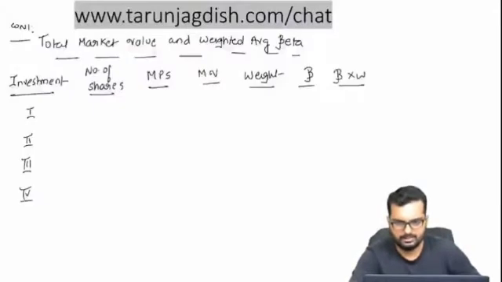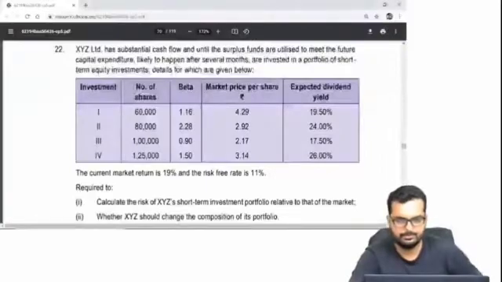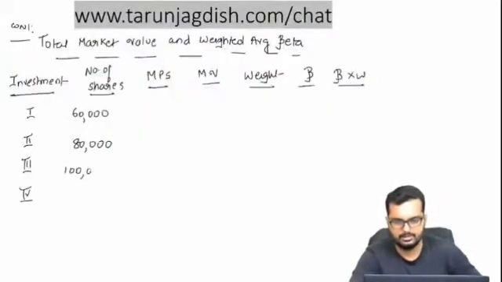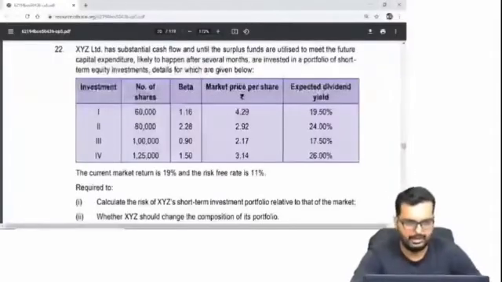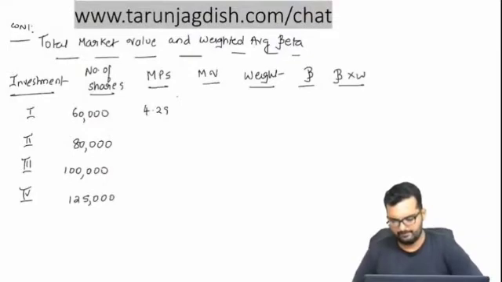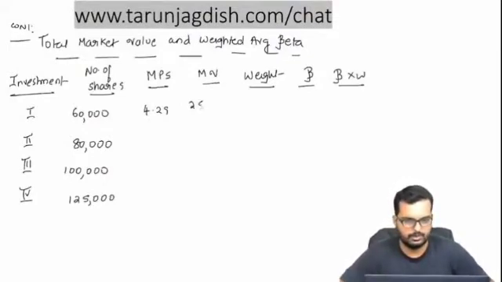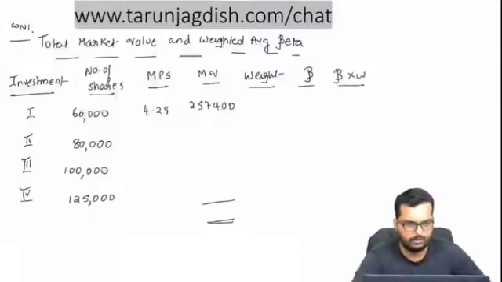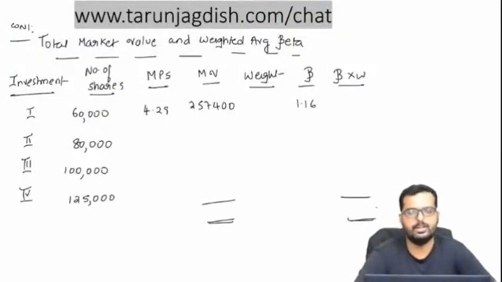For one it is 60,000, 80,000, 1 lakh, and the last one is 1,35,000. MPS is for example 4.29. So this will turn out to be 2,57,400. Like this you will find out everything, get the total and take the weight. Once you get the weight, you have the beta as 1.16. Beta into weight will give you the weighted average beta.